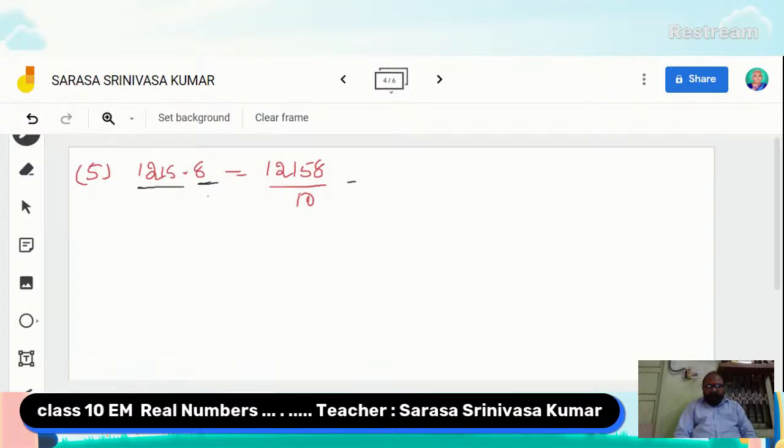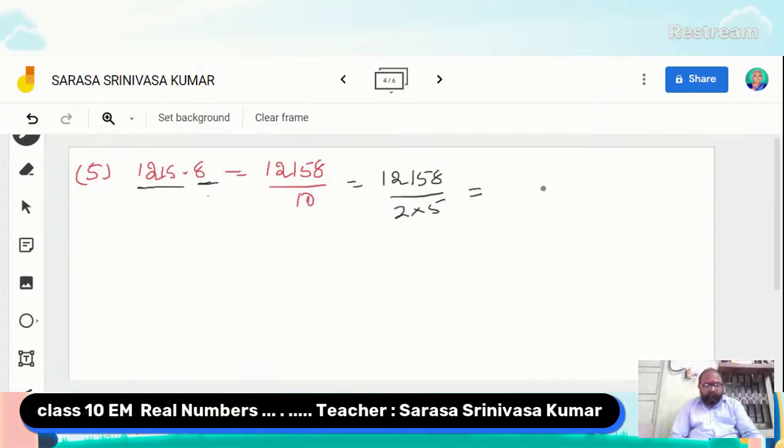This is equal to 12158 divided by 2 multiplied by 5, so we can simply cancel by 2. So we get 6079 divided by 5. So this is how we converted the decimal number into the form of P by Q.